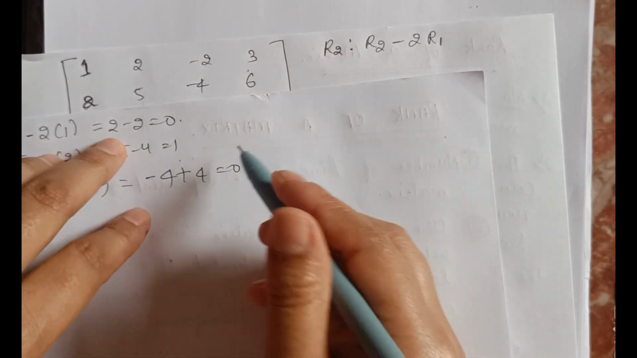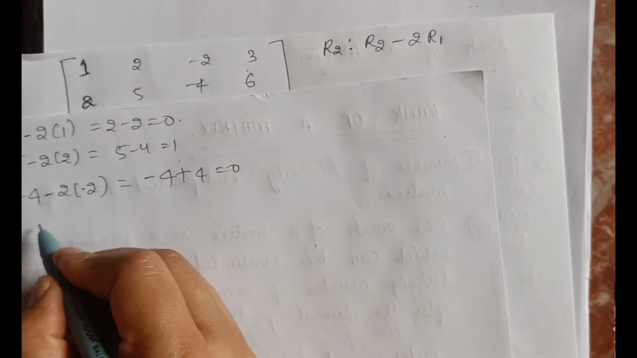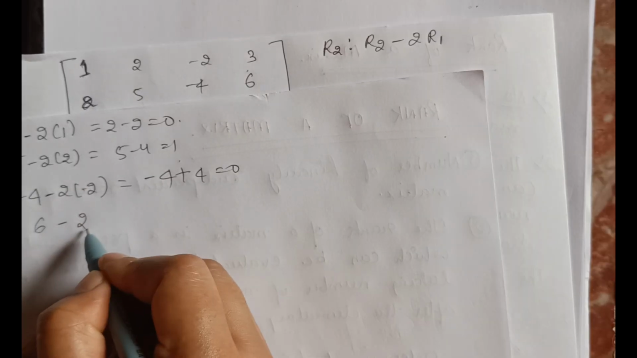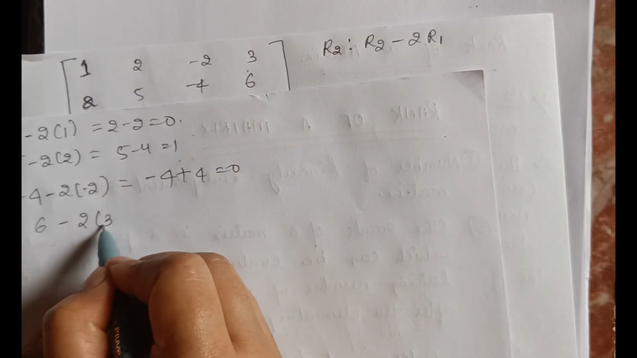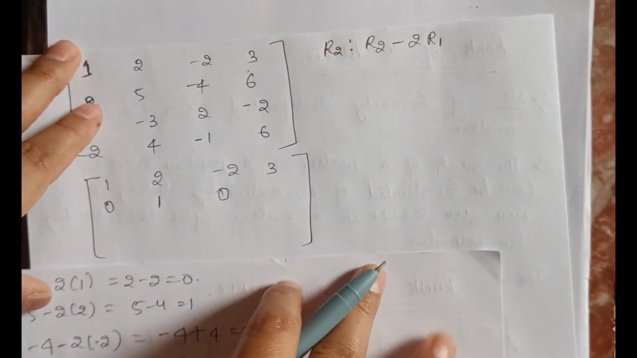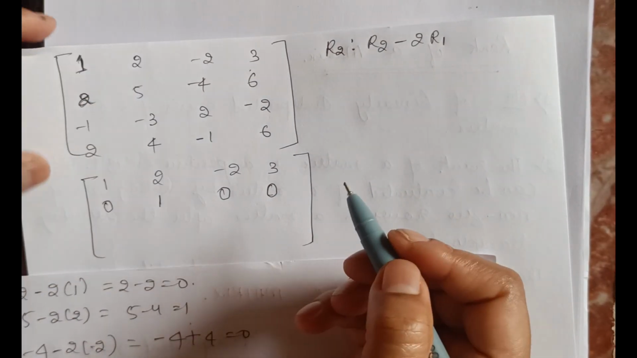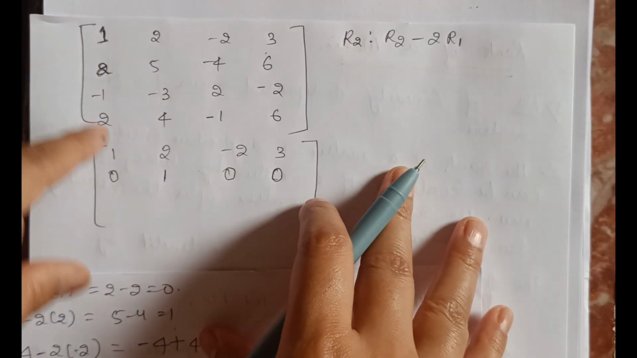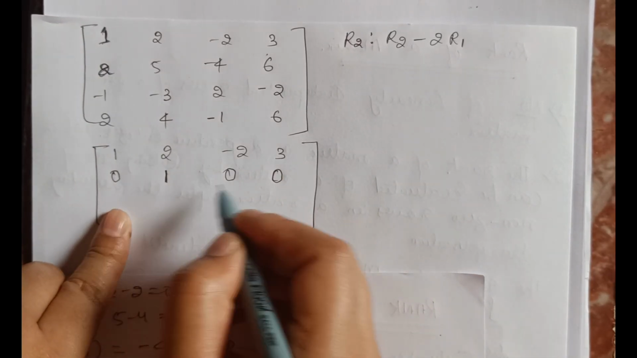Then I have R2: 6 minus 2 into R1 is what? 3, which equals 6 minus 6, which is also equal to 0. So this became all zeros. Okay, now this is also done.